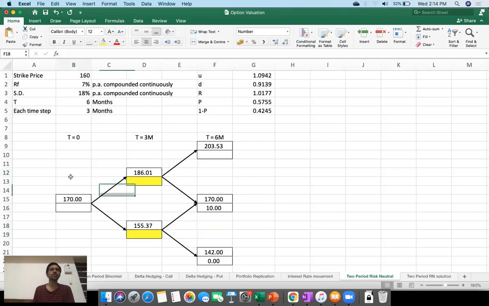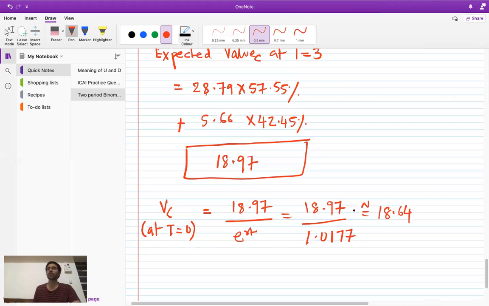Now we are concentrating on this binomial, and we are looking at the value of the call option at t equal to 3. We know these two values. So we then find out the expected value of a call option, which is going to lie between these two values. And we discount that for again 3 months to find out the value of the call option today. And what we found out was 18.64.